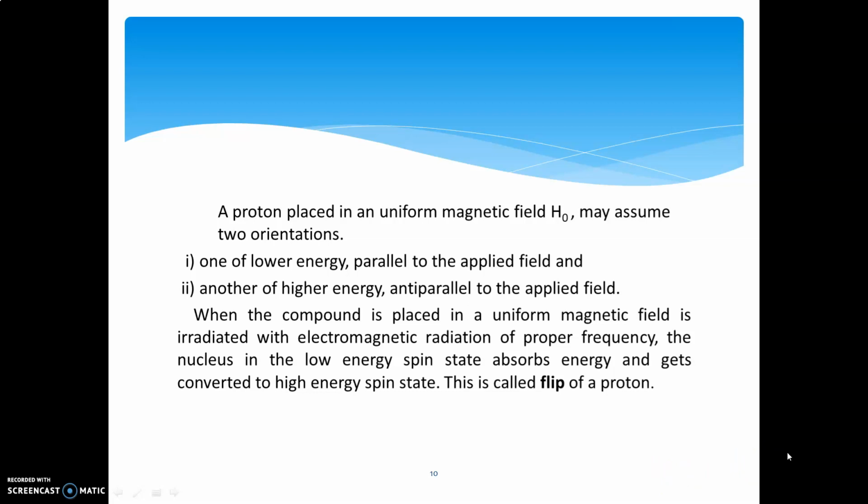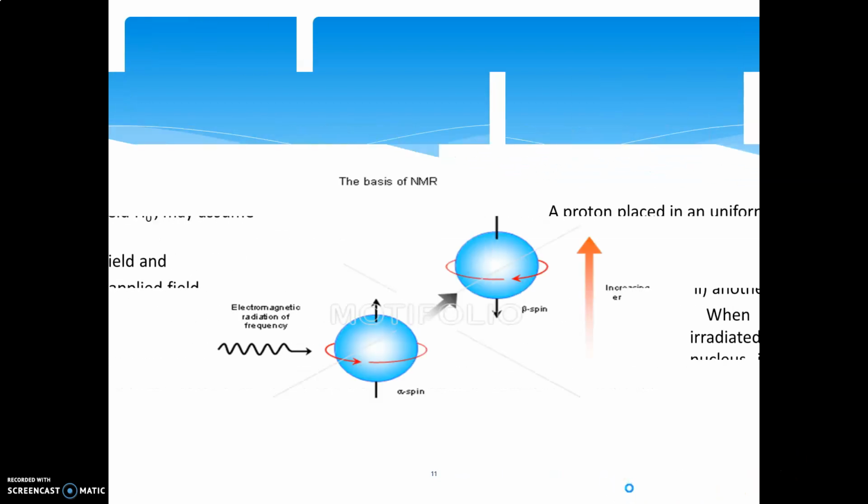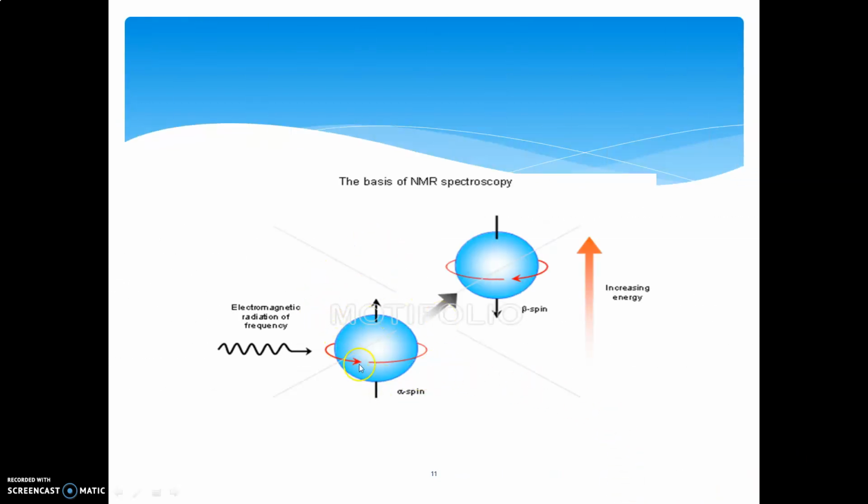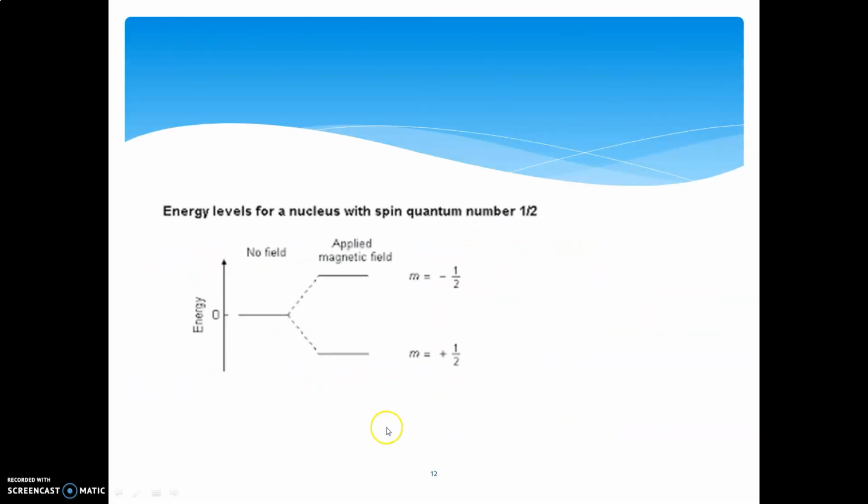When the compound is placed in a uniform magnetic field and is irradiated with electromagnetic radiation of proper frequency, the nucleus in the low energy spin state absorbs energy and gets converted to high energy spin state. This is called flip of proton. This is the schematic diagram. When a spinning nucleus absorbs electromagnetic radiation of proper frequency, it will excite to higher energy spin state. This is called flip of proton. So here no field; if the spinning nucleus is under an external magnetic field, it will excite to higher energy state.